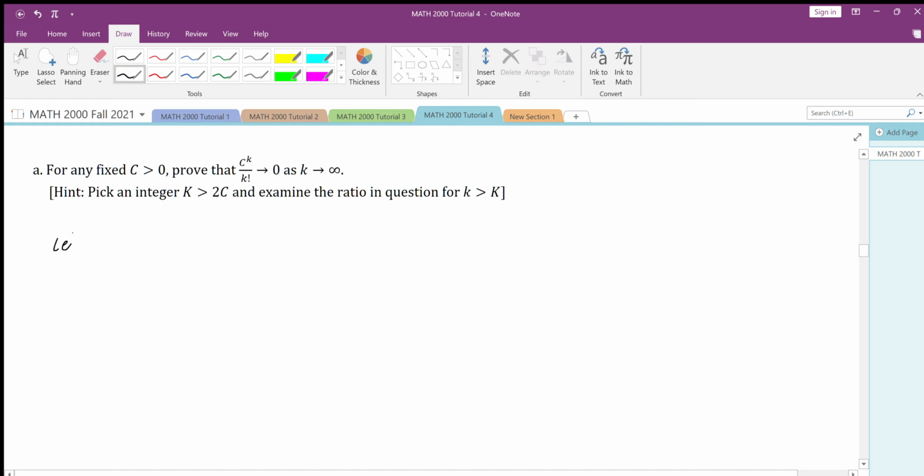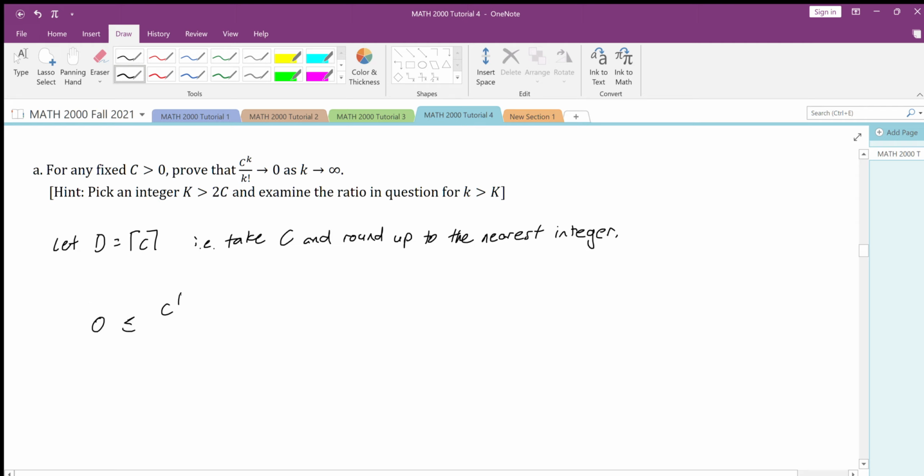So let d be equal to the ceiling of c. So if we take c and round it up to the nearest integer, that's what d is. Then obviously we will have this expression. So then this expression is true. That's just common sense.